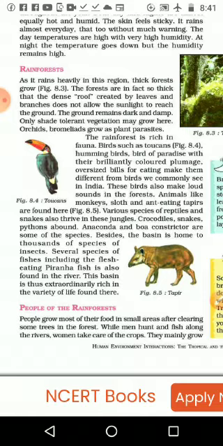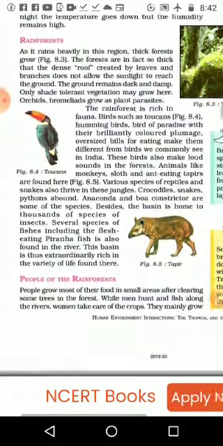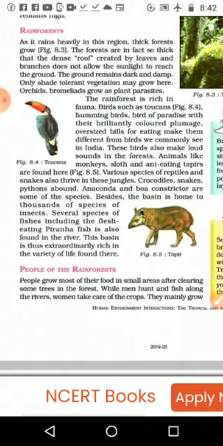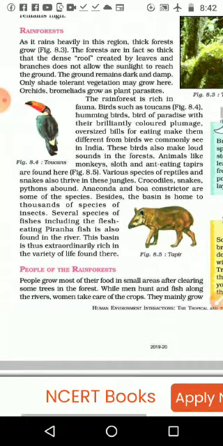The forests are in fact so thick that the dense roof created by leaves and branches does not allow the sunlight to reach the ground. What we are seeing here, the trees have very few branches and small leaves. And if you go to the rainforest area, we can see big leaves and many branches, and the trees are also very tall.